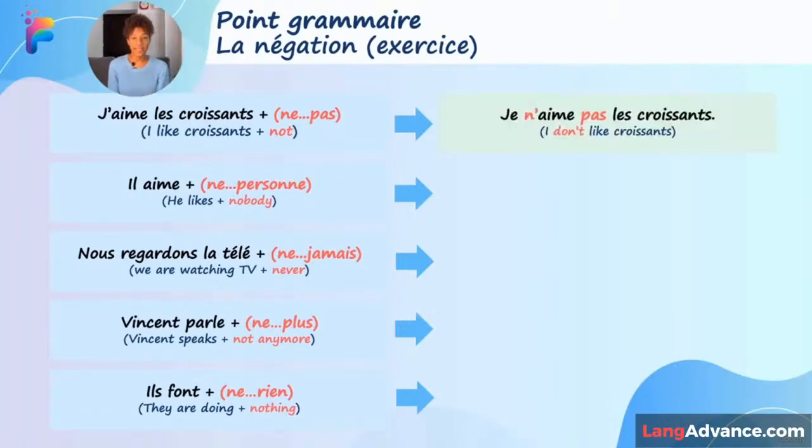Je n'aime pas les croissants. Here we have an apostrophe because aimer starts with a vowel. Numéro 2, il aime, and then we have ne personne. Try. Il n'aime personne. Here again, we have le verbe aimer, starts with a vowel, so an apostrophe.